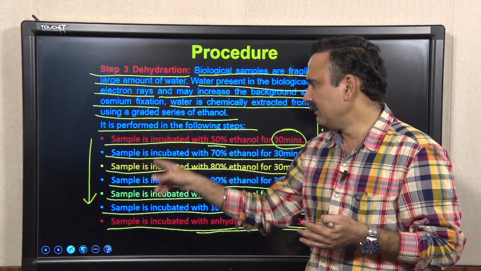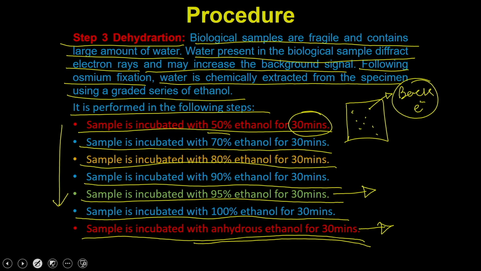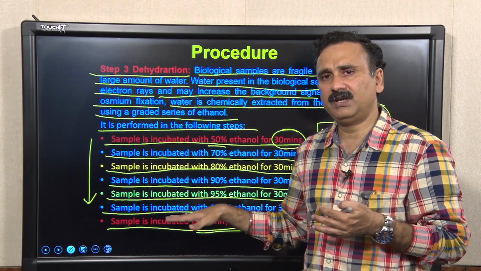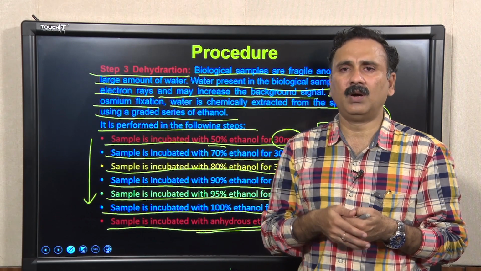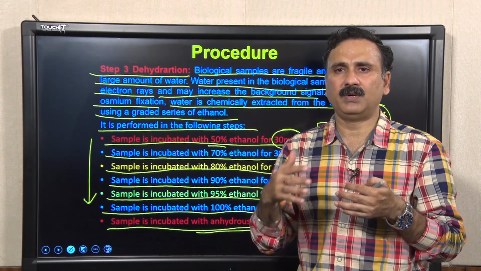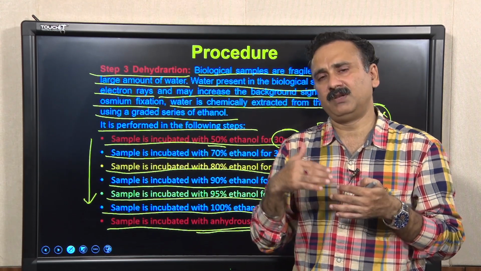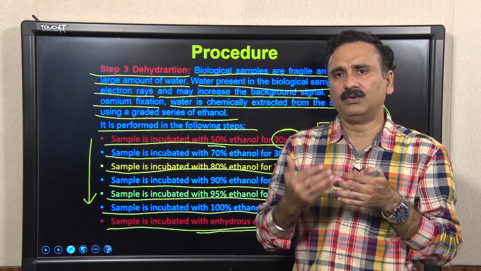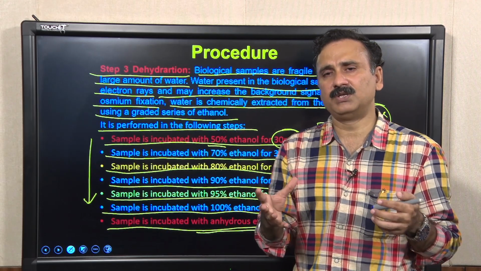So, when you do a graded dehydration, which means you start from 50% and then go slowly in multiple steps to 100% and then to the anhydrous absolute alcohol, you allow the sample to acclimatize to that particular environment. This means you allow the sample to remain morphologically intact.